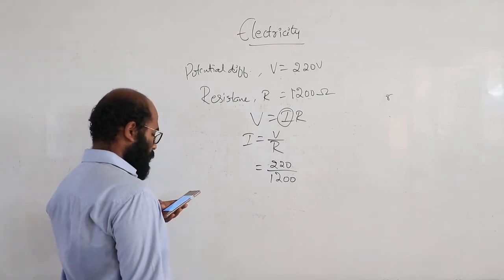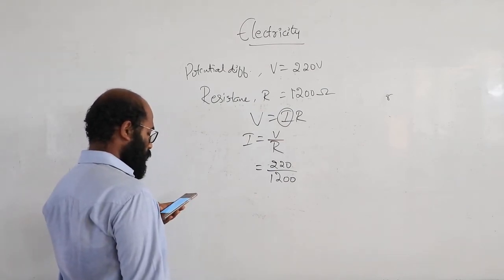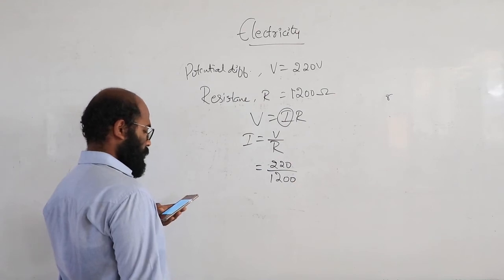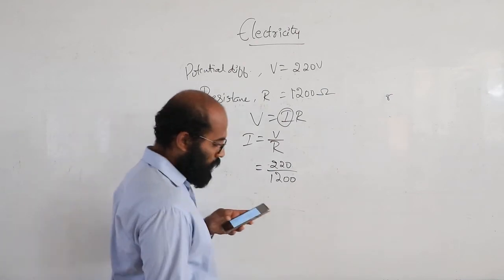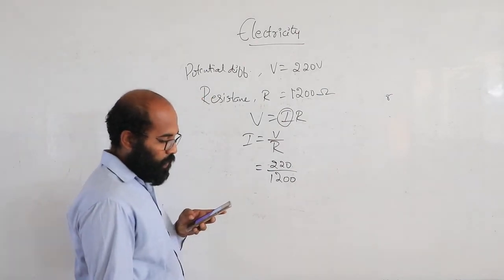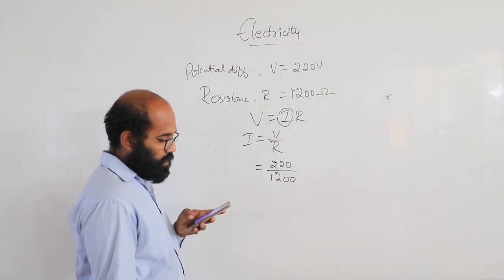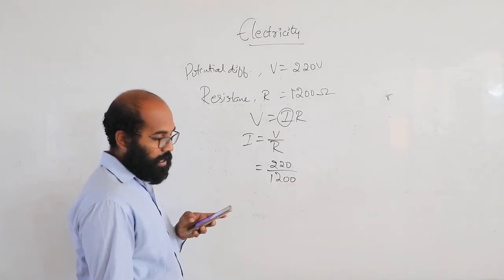How much current will an electric heater coil draw from a 220 volt source? It's a continuation of the same question. Part B. How much current will an electric heater coil draw from a 220 volt source if the resistance of the heater coil is 100 ohm?